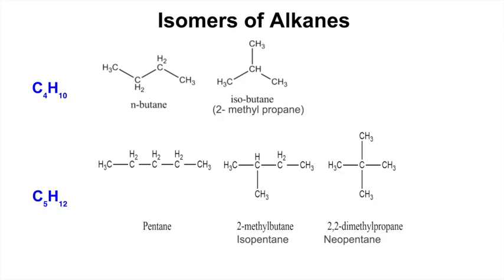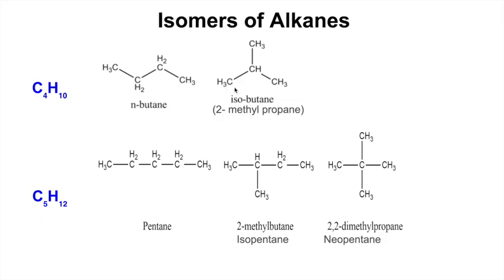So, isomers of alkanes. What are isomers? Isomers have the same molecular formula but different structural formulas. So this is the molecular formula of butane, C4H10. But here there are two isomers, two different structural formulas. One is n-butane, CH3CH2CH2CH3. n refers to normal.